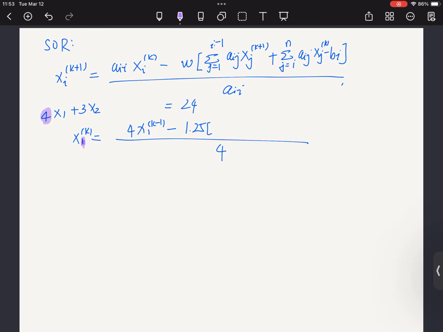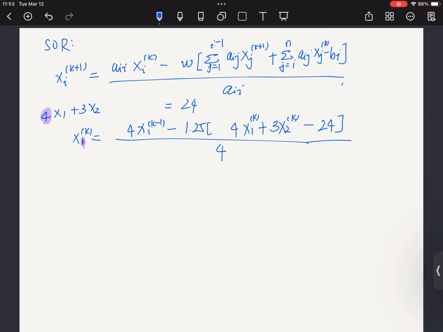And then for the next term, they are from the previous step. That should be the xj, x1, x2, aij is 4, and then plus this from x2. And then it should be coming from the k minus 1. Okay. And minus the bi. The bi is just the 24. Does it make sense?